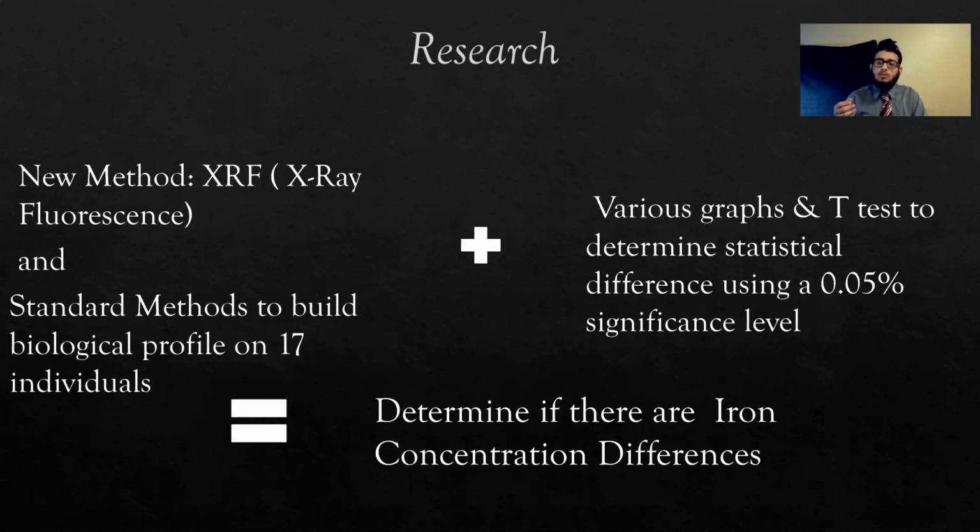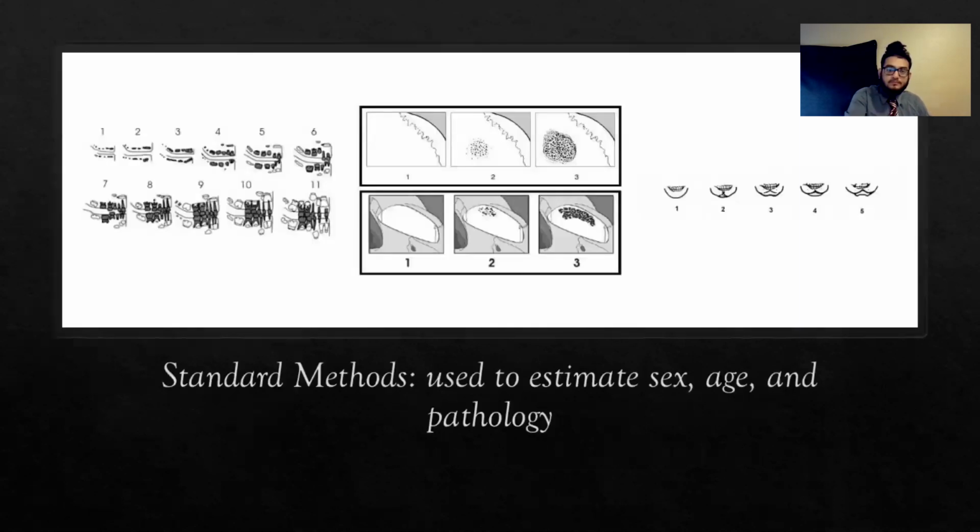individuals. Now, once I collected my data using those two methods, XRF and the standard methods, I was able to run my data through various student's t-tests and use various graphs to analyze my data. And that led me to the conclusion and the ability to determine if there were iron concentration differences between individuals that had Cribra and Porotic hyperostosis when compared to those that did not.